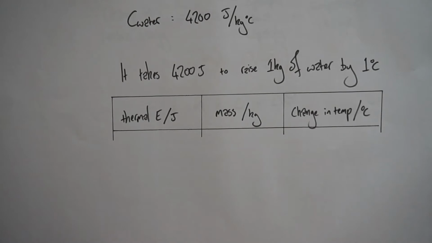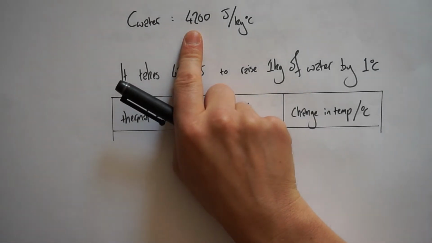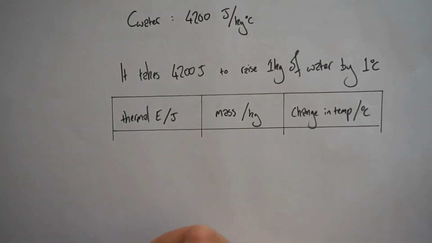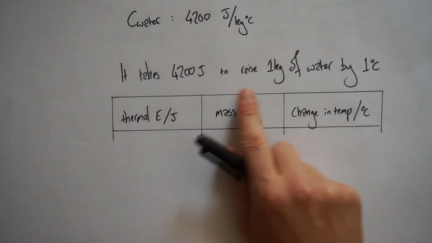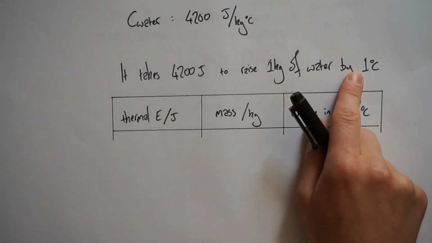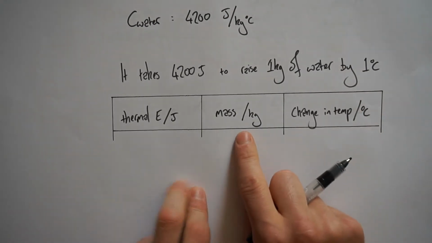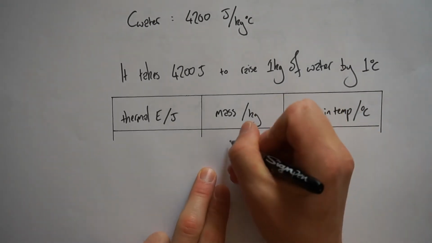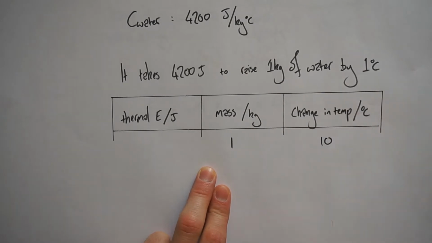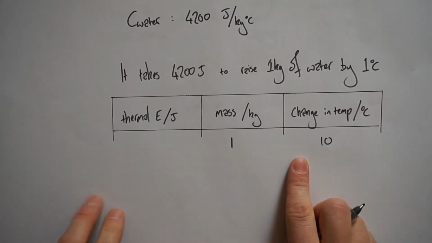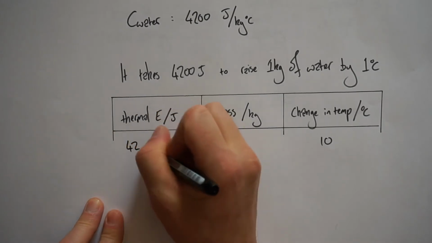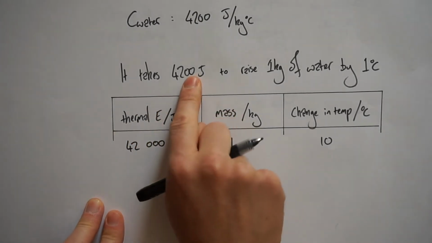This is a great opportunity to do what we call maths last, to use this value here and to see how much we can work out without requiring the students to use the equation at all. So if it took 4,200 joules to raise 1 kilogram of water by 1 degree C, how much energy would be required to raise 1 kilogram of water by 10 degrees C? Most students will straight away jump to this and see that it has to be 42,000. They've just timesed this value by 10.